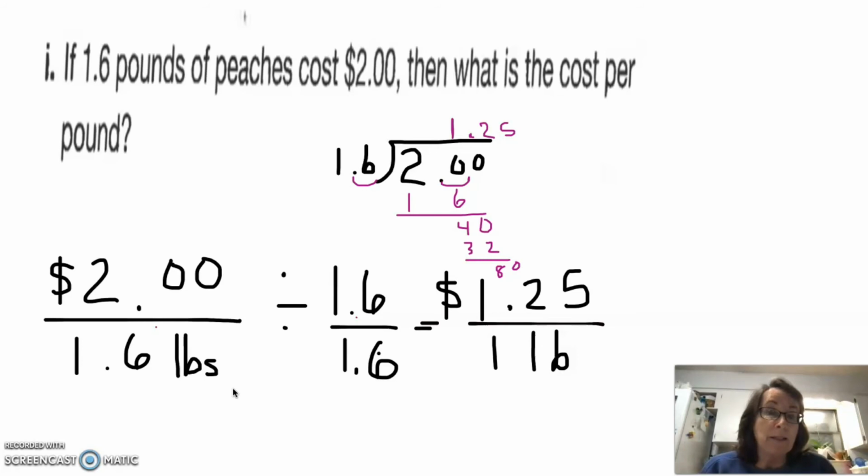If 1.6 pounds of peaches cost $2, then what is the cost per pound? So we know that there's $2 for 1.6 pounds. Now, if I divide both the top and the bottom by 1.6, then won't I get just 1 pound in the denominator? And that's what we're looking for. What is the cost per 1 pound? So 2 divided by 1.6, I did that one up here, and we end up with 1.25. So $1.25 is what you would pay for 1 pound at this rate.